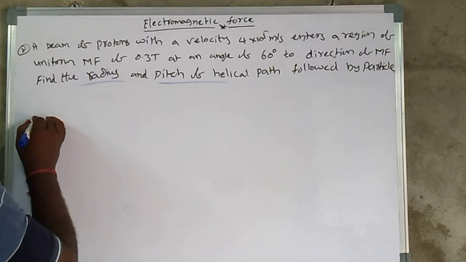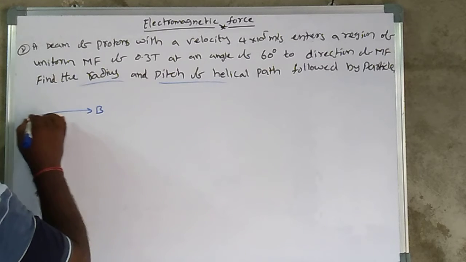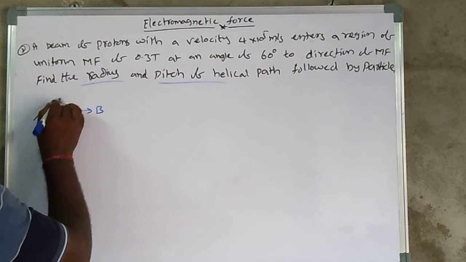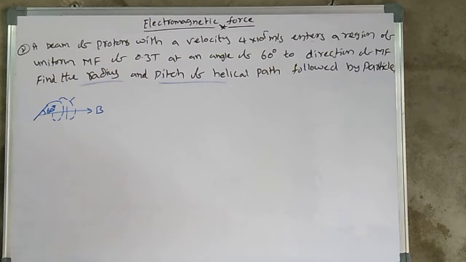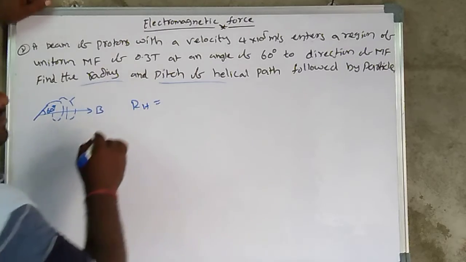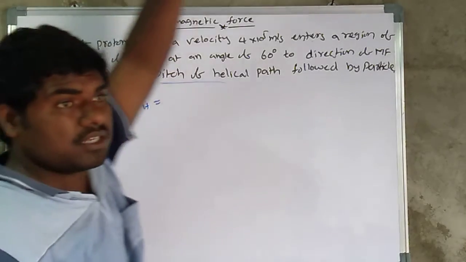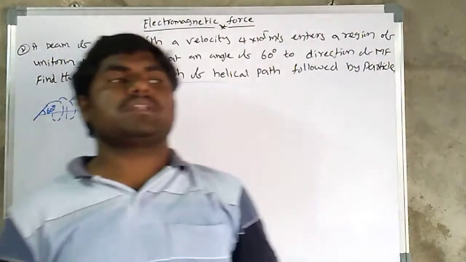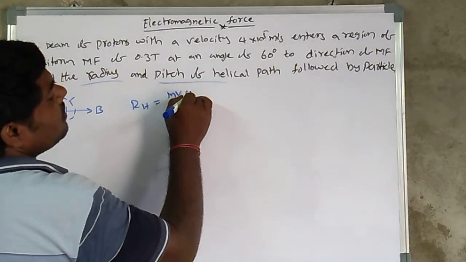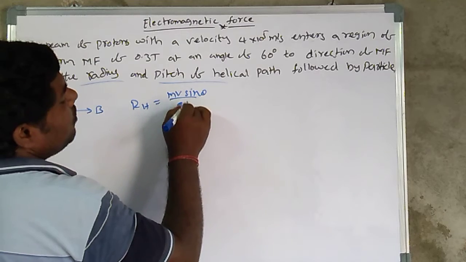Let us consider this one is the uniform magnetic field direction. Here theta is equal to 60 degrees. So the proton moves in a helical path like this. Here in this situation, we know the formula R_H is equal to mv sin theta divided by qB.